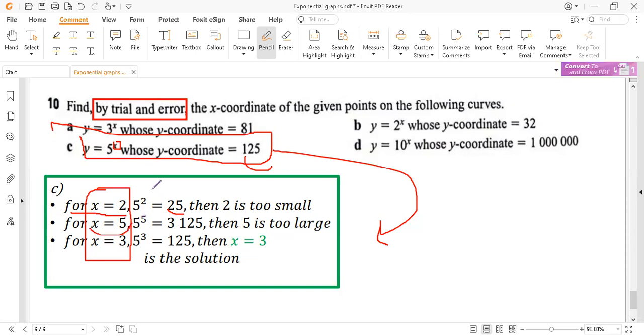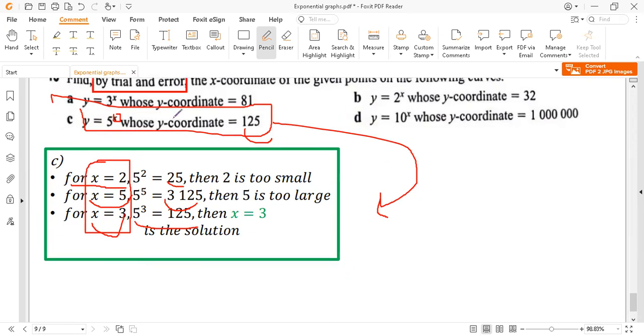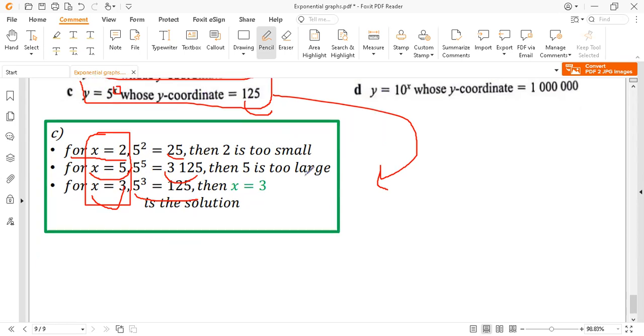x equal to 5, for example. 5 power 5 is 3,125, which is too large; we are far away from 125. So we use another value smaller than 5 and greater than 2. We take 3. 5 power 3 is equal to 125. So we hit our goal. Then x equal to 3 is our solution to the equation y equal to 5 power x when y equal to 125.